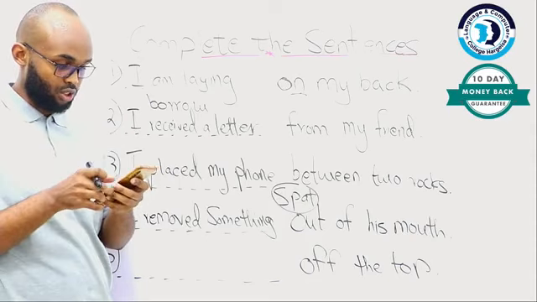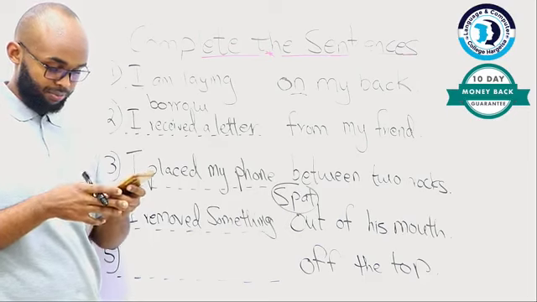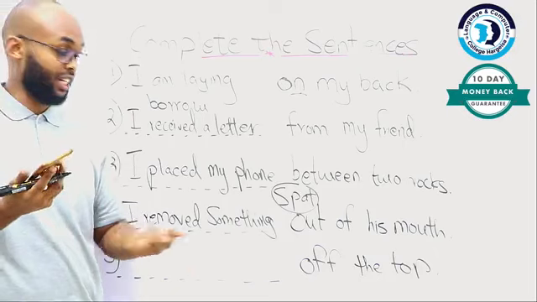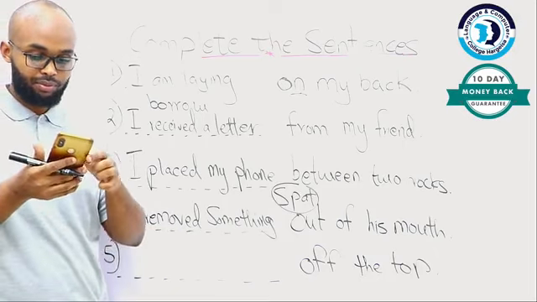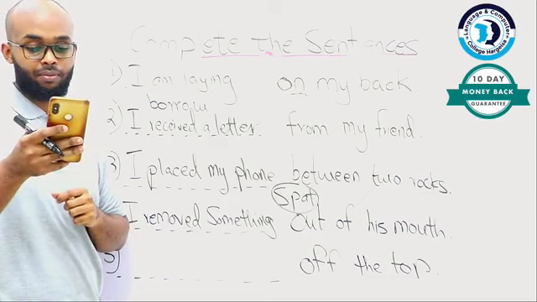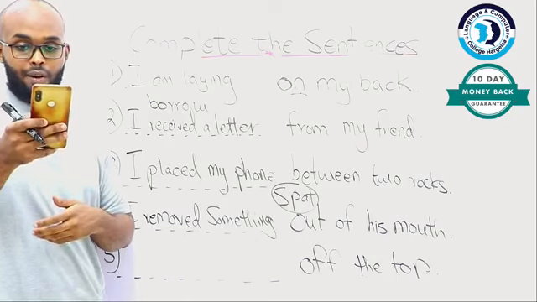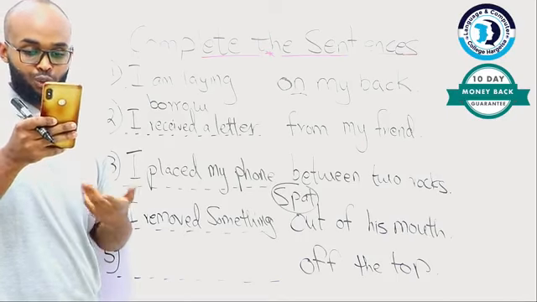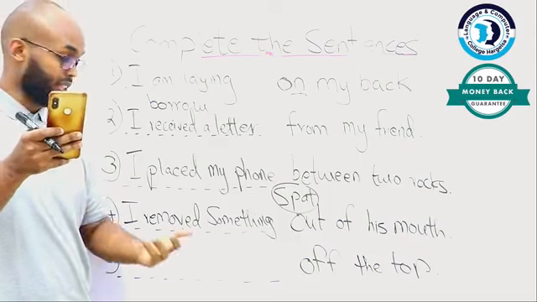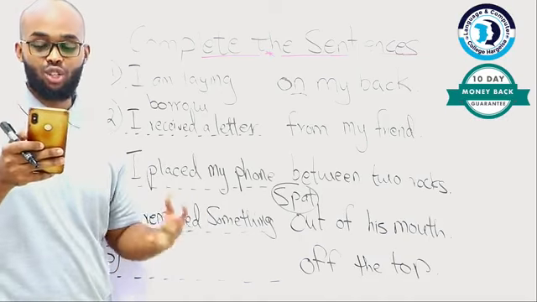Try again. Dash off the top. Try to complete that sentence again. It's very easy, so try to finish the first part of the sentence. Juju, Umar, try to complete the sentence. Dash off the top.